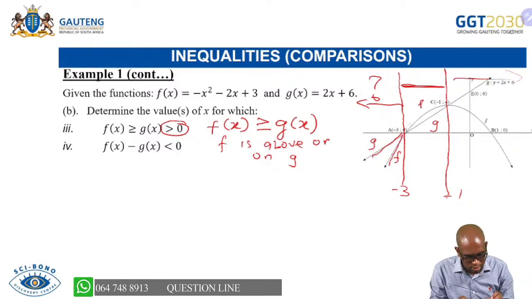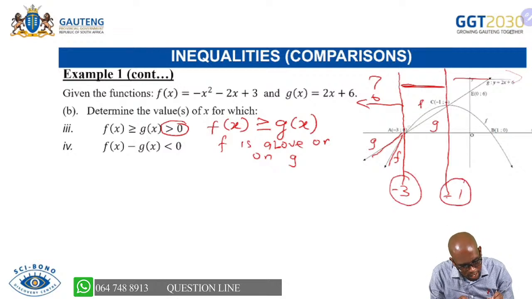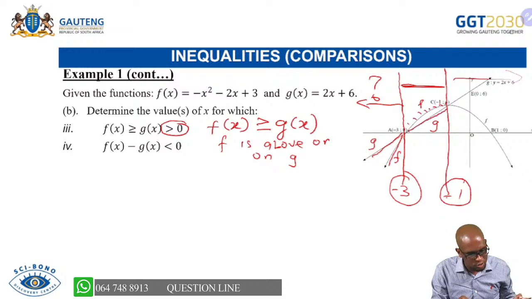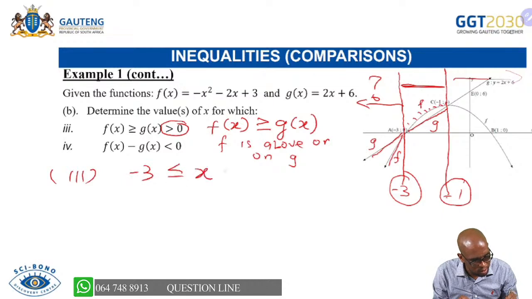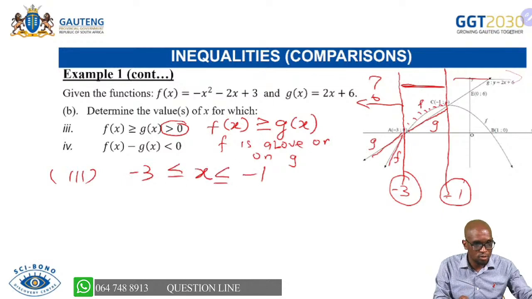If we look in between the two points of intersection, between -3 and -1, you can now see that F is above and G is below. That is where we want the solution. So the solution lies between -3 and -1. That is where our solution set would lie in this case.